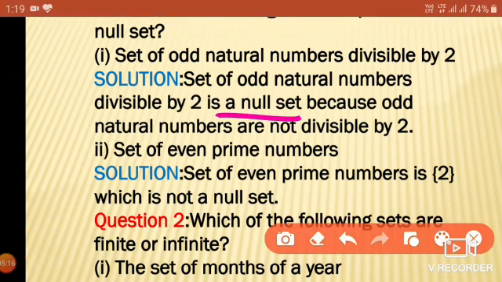Next, set of even prime numbers. What is the only even prime number? 2 is the even prime number, isn't it? So it is not a null set.